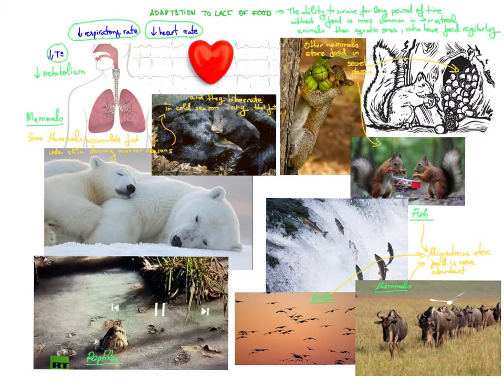Okay, some specific adaptations are, for example, in mammals, some mammals accumulate fat under the skin during warmer seasons, so they can hibernate in the cool season using that fat.